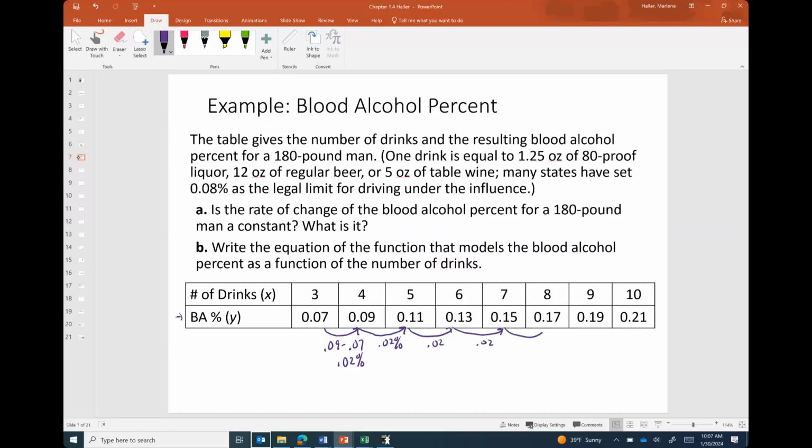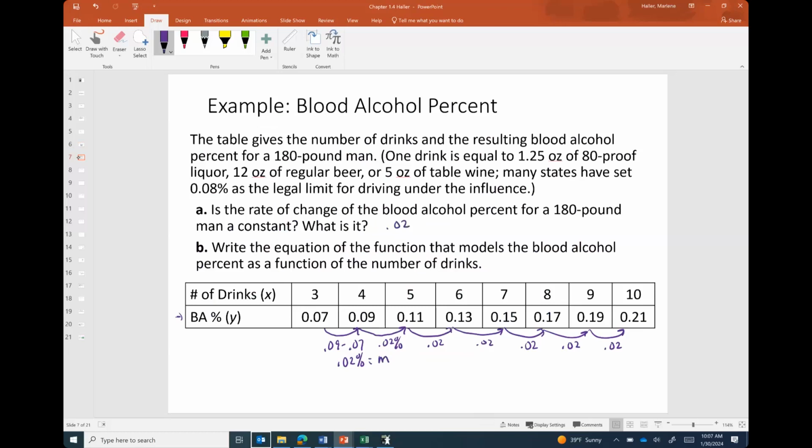So we can say that there is a constant rate of change here, and the rate of change is 0.02. If that is constant, we know this is going to be a linear model, and that 0.02 is going to be our m in that model. So it's 0.02. That answers part A.